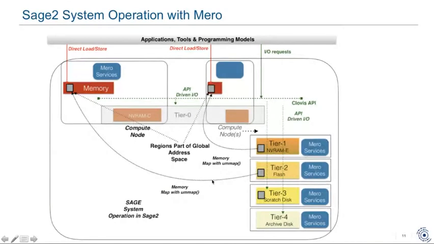And the thing is, you are mapping full objects, so it's not files per se. So we have a UM map interface that maps persistent data into memory. You could play with objects directly as memory, or you could expose it as a block device and then use the block API, Clovis, for doing IO requests. So working with the storage system is going to be both IO driven as well as memory style driven. So this is the big picture of the Sage2 system operation with Mero.